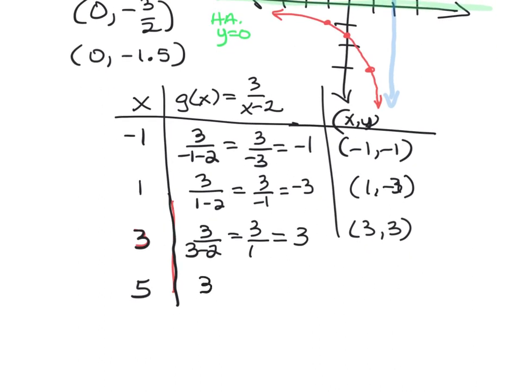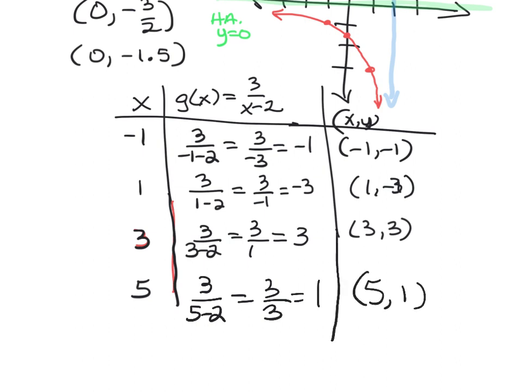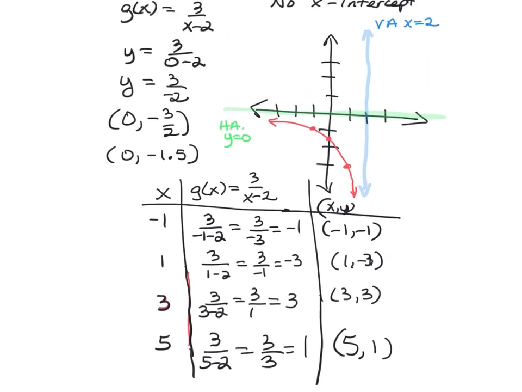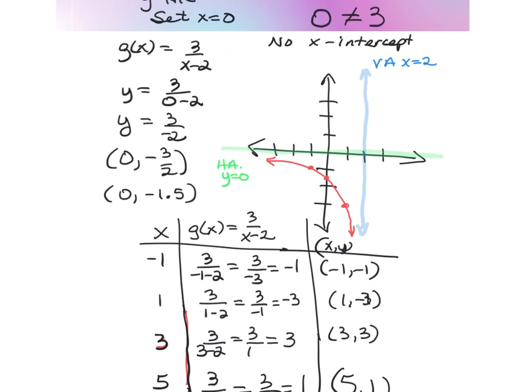So now let me plug in 3 over 5 minus 2. 3 over 3, which is 1. So 5, comma 1. So let me graph these two ordered pairs on my graph. So 3, comma 3. One, 2, 3. And then I'm also going to graph 5, comma 1.